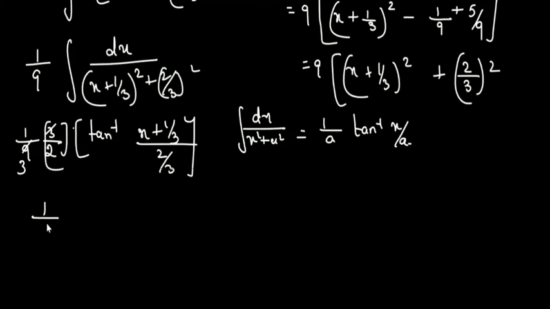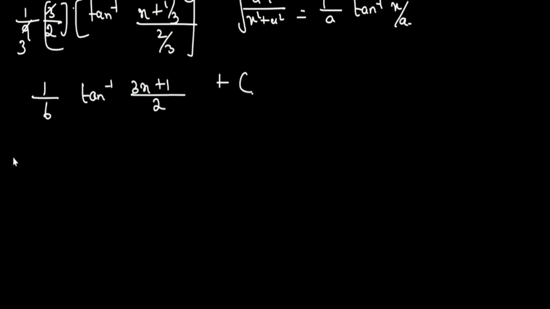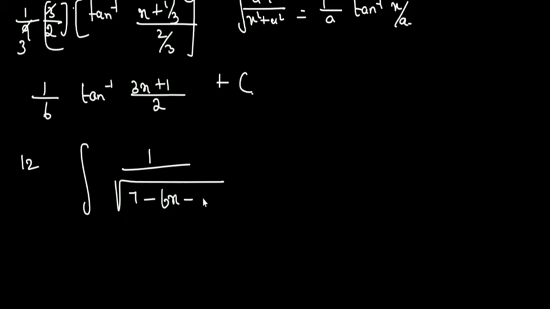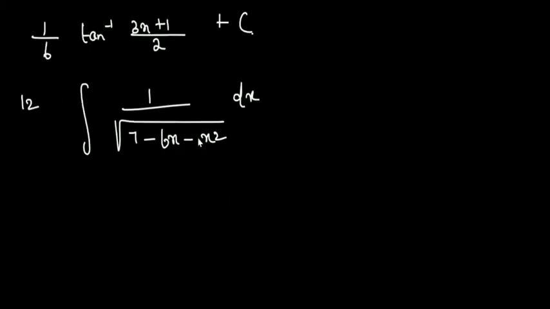So 1 by 6 tan inverse 3x plus 1 by 2 plus c. Question number 12. Integrate 1 by root of 7 minus 6x minus x square. So once again you have to bring this to the standard form.